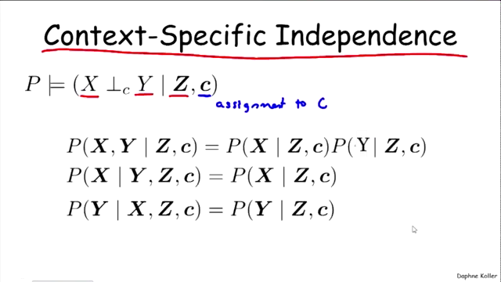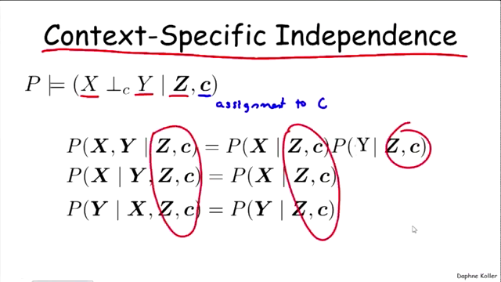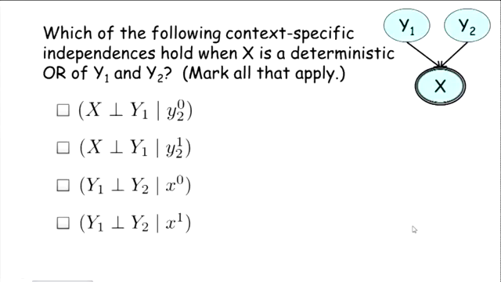Now, the definition of this is exactly as we have seen before, except that when we were doing conditional independence given Z, Z stayed on the right-hand side of the conditioning bar everywhere. Well, now Z and C both stay on the right-hand side of the conditioning bar in all of these forms of the independence statement.